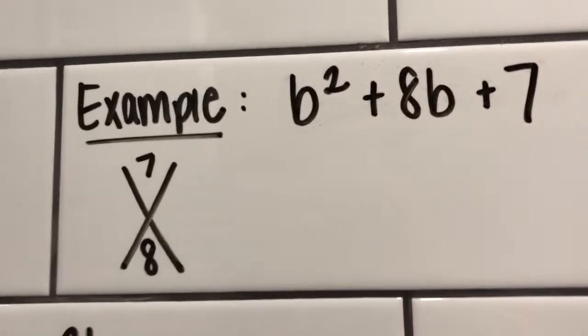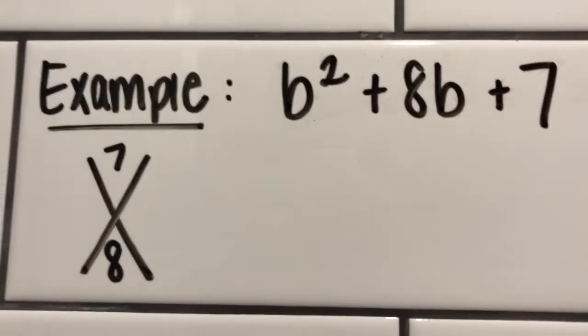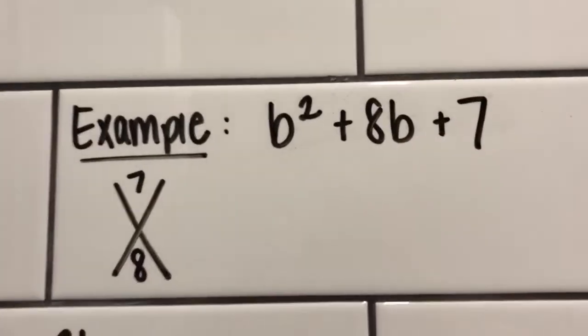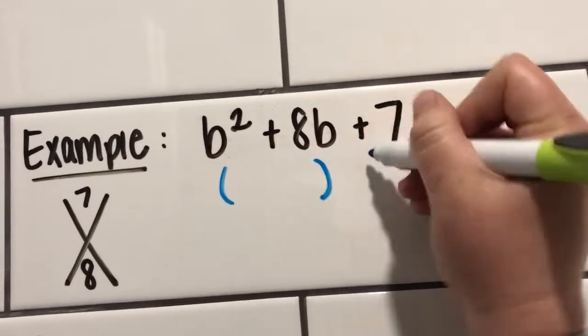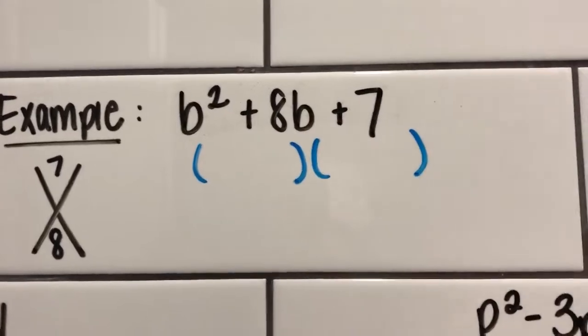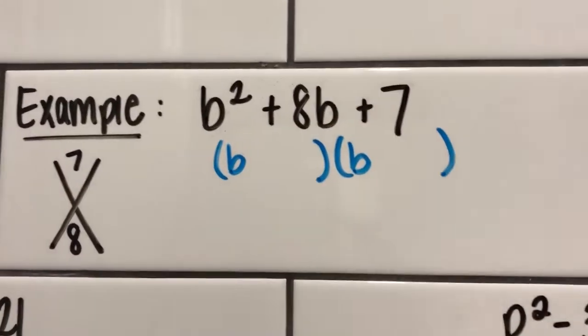So the first example that we're going to be working on, and our goal for all of these is to be unfoiling. We are undoing what we had learned how to do last week. So to unfoil, the first thing that we're going to do is write out our parentheses. And the parentheses are going to look like that. And we're going to take our variable and write it as the first term. So b is our variable. I'm going to write those out.